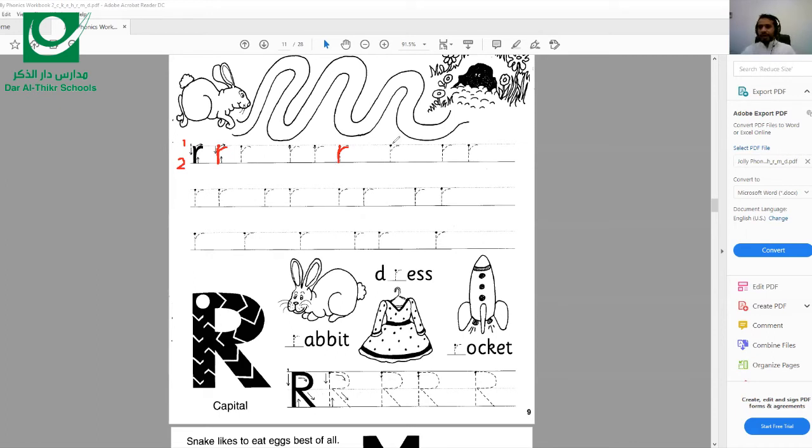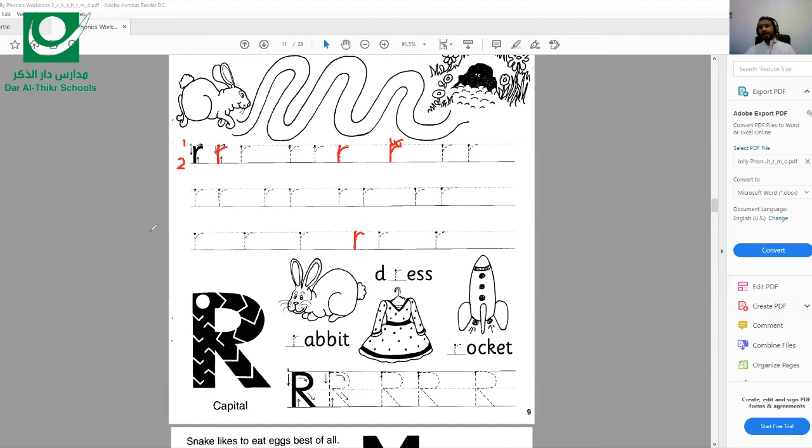Now, another one, we will try again. From the dot, go down to the first and second line, and on the same line, go up again and make a little curve. Oops. Let's go down here. From the dot, go down to the second line, and on the same line, go up again and make a little curve. That is the small r.